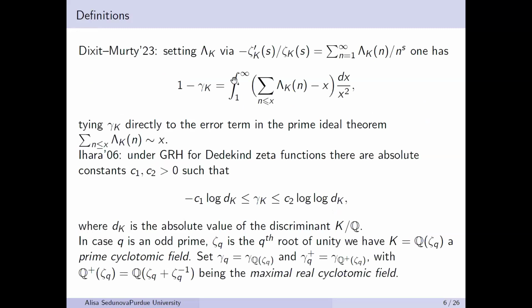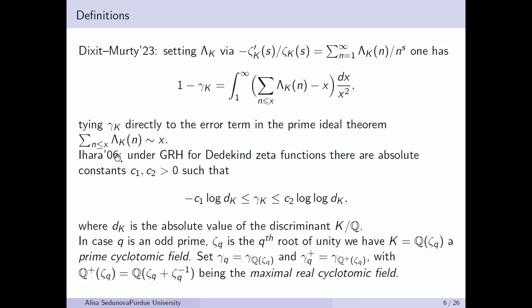So in 2023, Dixit and Murty did exactly that. They considered an analog of the von Mangoldt function, lambda sub k, defined as the coefficients of the Dirichlet series of the logarithmic derivative of zeta sub k. Then we get that 1 minus the Euler-Kronecker constant is given by the same expression as for the normal lambda: the integral from 1 to infinity of the sum of this generalized von Mangoldt function minus the main term, dx over x squared. So this means that the Euler-Kronecker constant is directly tied to the error term in the prime ideal theorem, which is an analog of the prime number theorem.